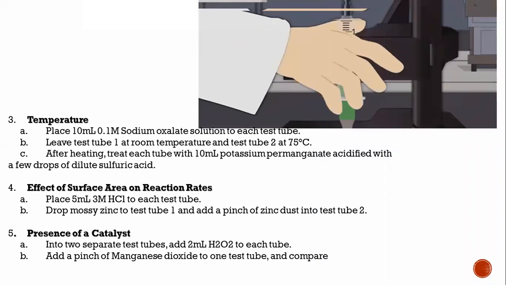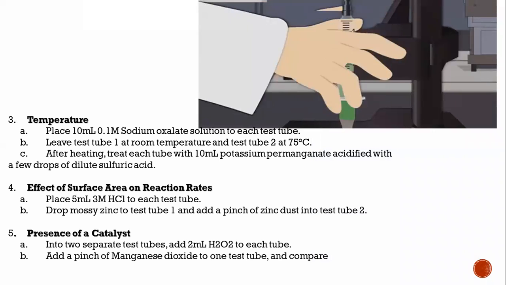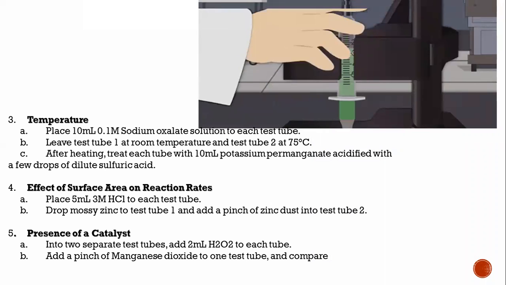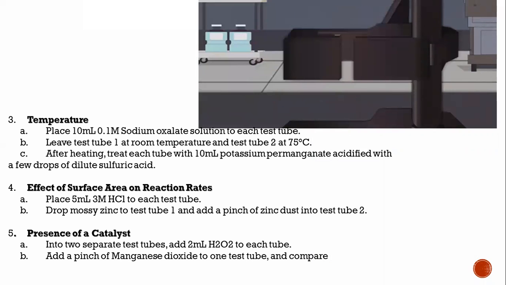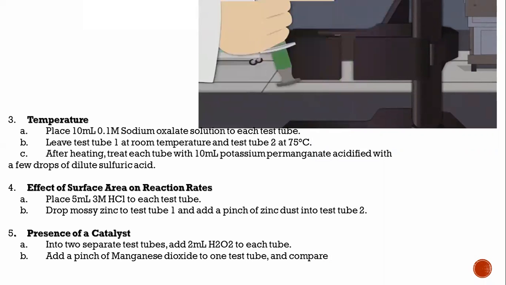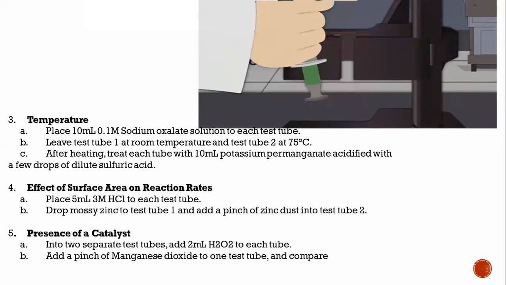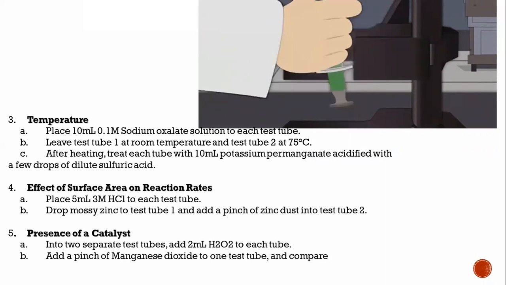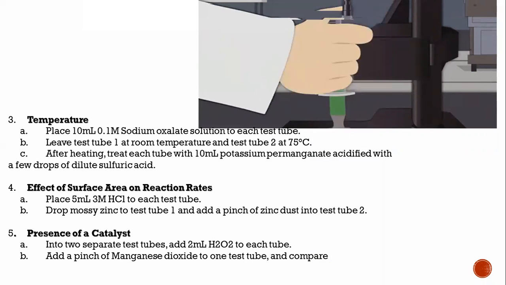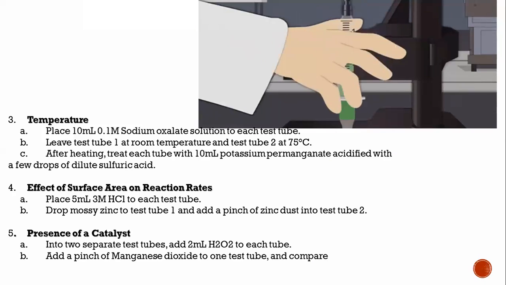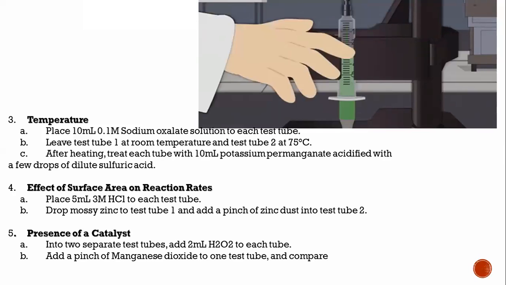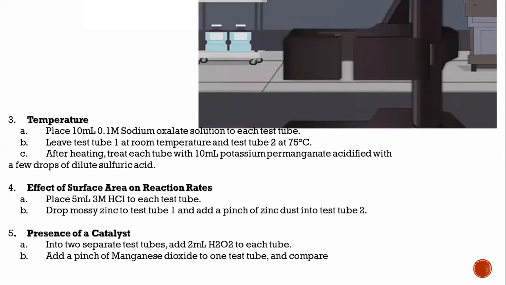Temperature. A. Place 10 ml of 0.1 M sodium oxalate solution in each test tube. B. After that, leave test tube 1 at room temperature and test tube 2 at 75 Celsius. After heating, treat each tube with 10 ml potassium permanganate acidified with a few drops of dilute sulfuric acid.